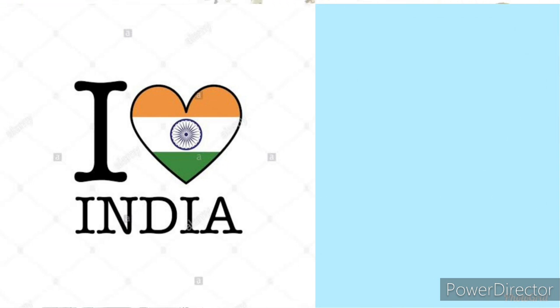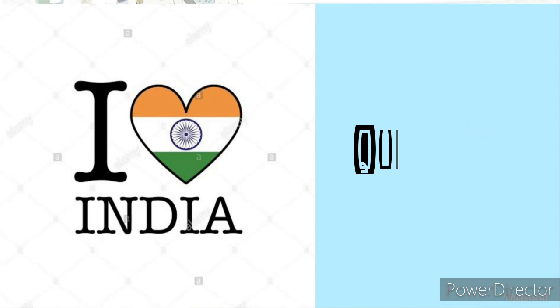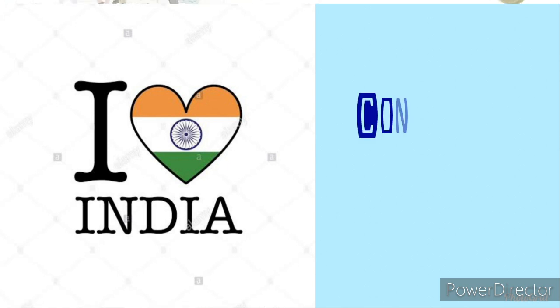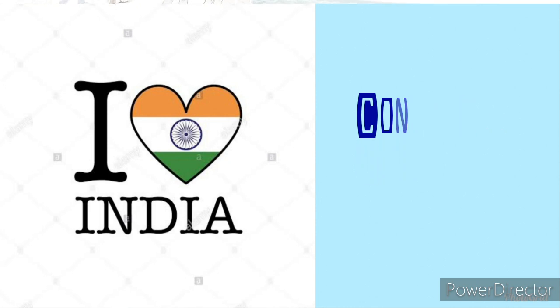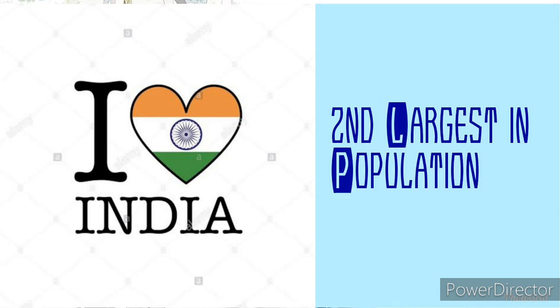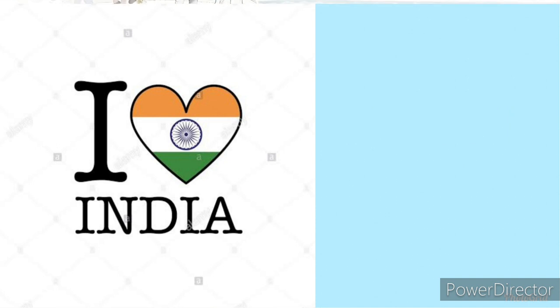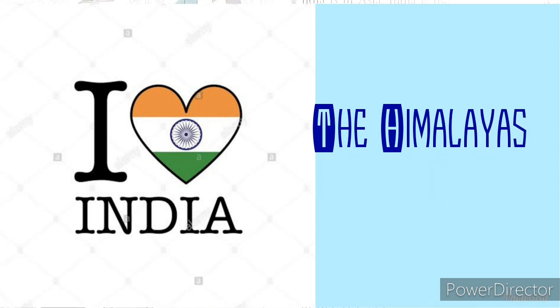Now, before we start with the second topic of the chapter, let's revise whatever we have learned in the first video. Alright. To begin with, we'll talk about the continent where India is. Yes, India is in Asia. And India is the seventh largest country in area. And in terms of population, it is the second largest country. We also discussed the mountain ranges that are protecting India, and they are called the Himalayas.